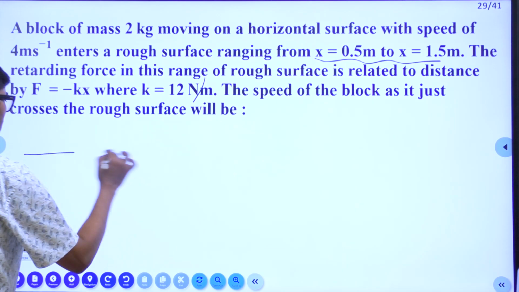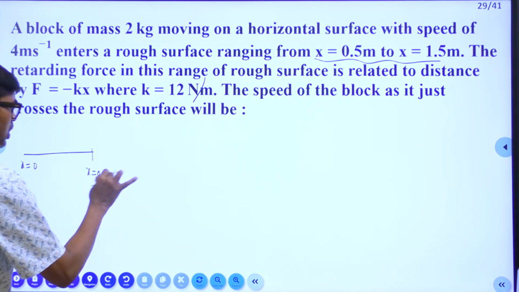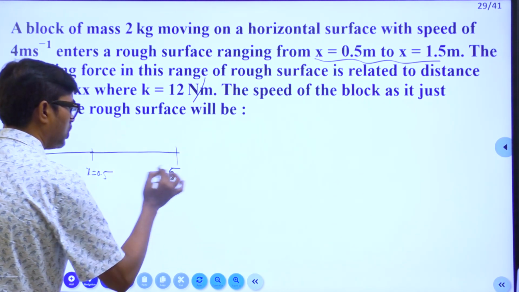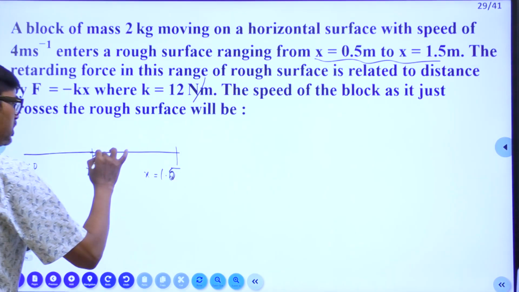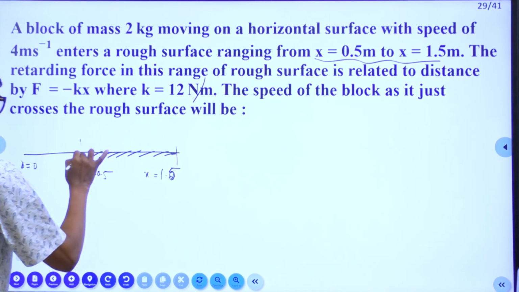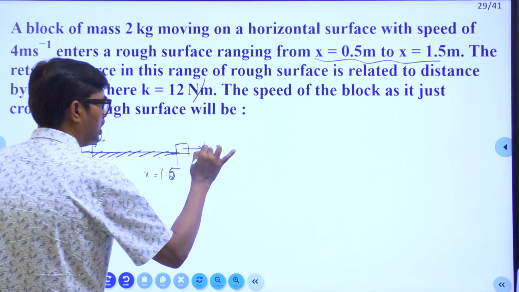So you have, let's say, this is x equal to 0, this is x equal to 0.5, and then x equal to 1.5. So this region is rough. Only in this region friction is present. It is entering with some speed u, and it is going to leave with what speed? That is what he is asking.